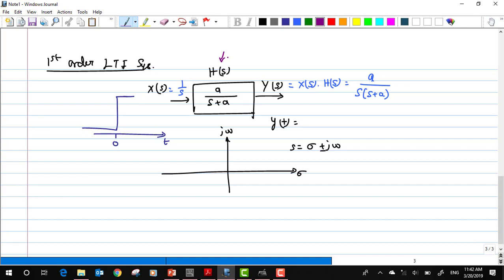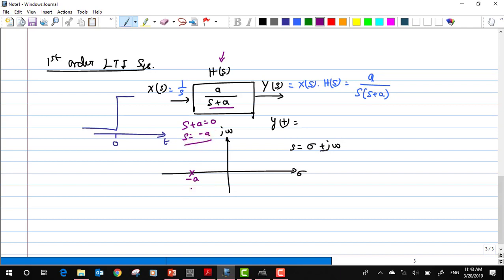Now is this pole real, imaginary or complex? It's real, right? Since I have minus a as the pole location, this is where the pole comes from. How do I evaluate that? Take the denominator polynomial and equate it to 0, which is nothing but the characteristic equation, and from there I can get this quantity. In this case there is no imaginary component available. The only term I have is the real part, and that is how I map it here.